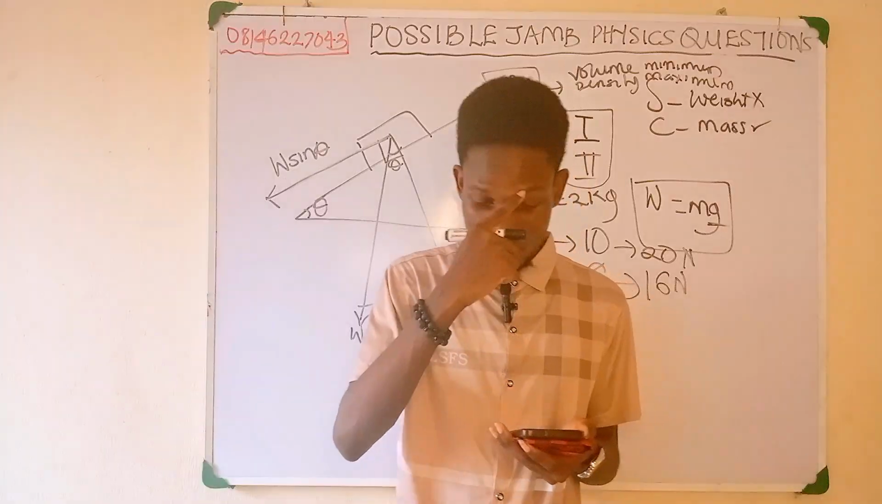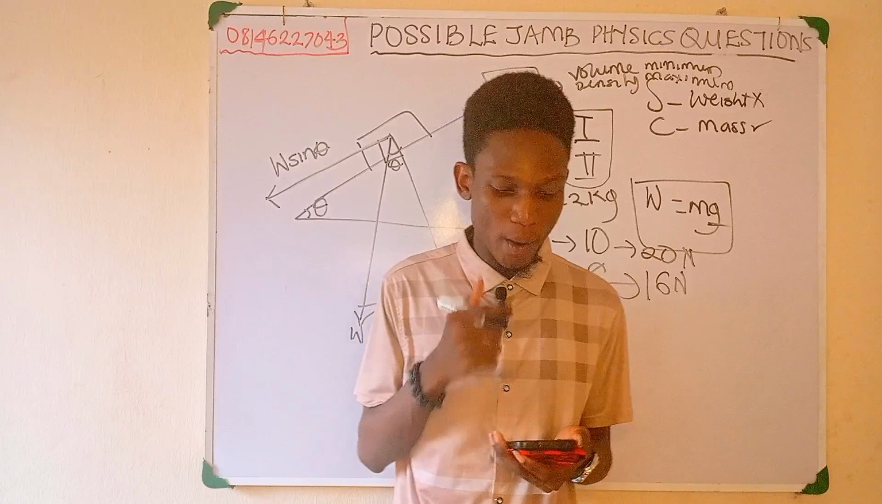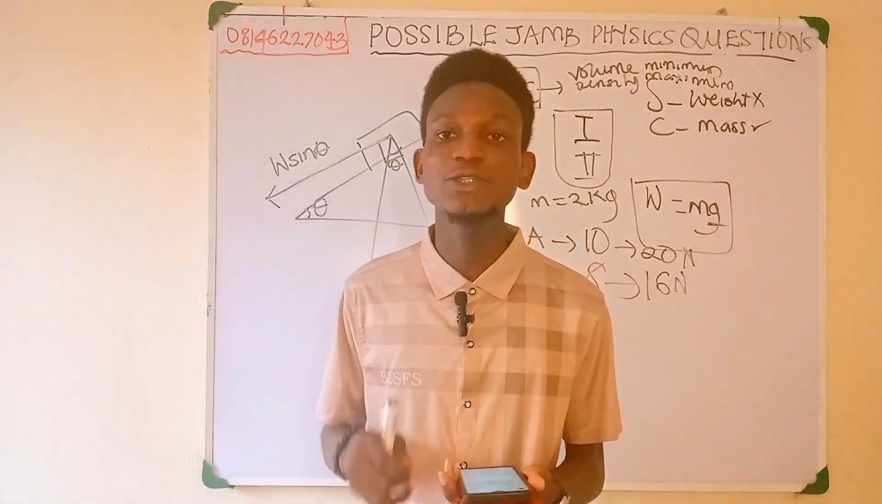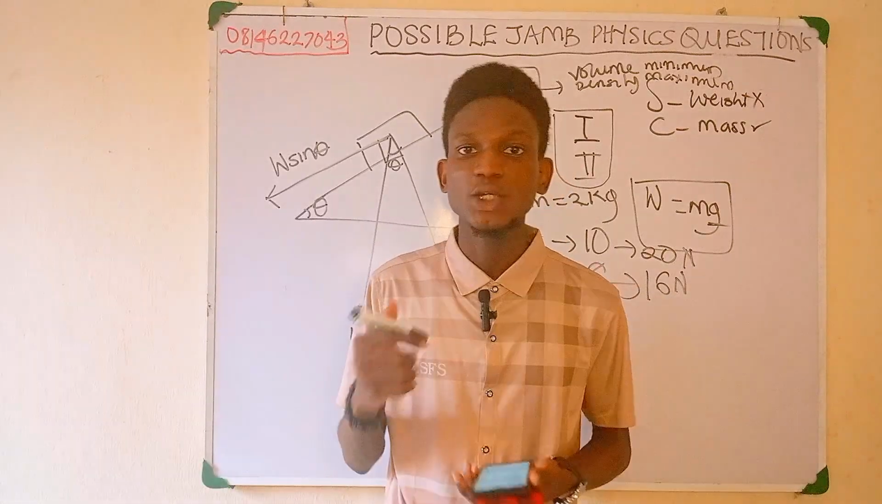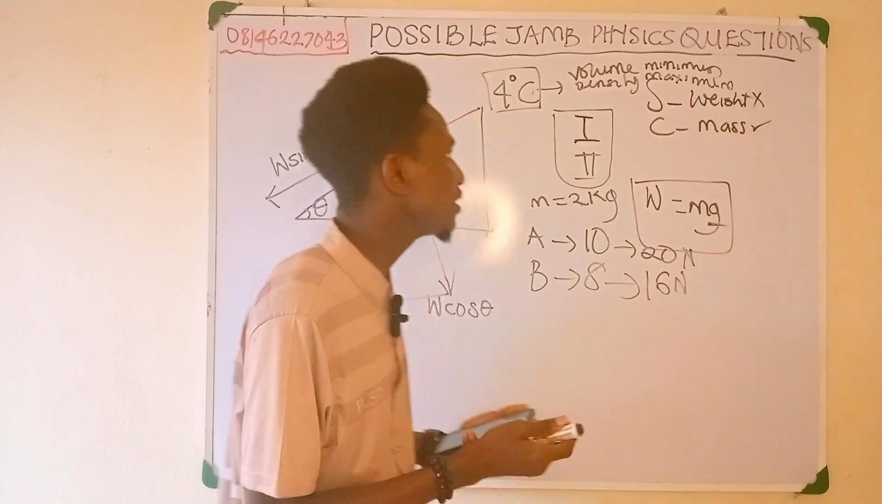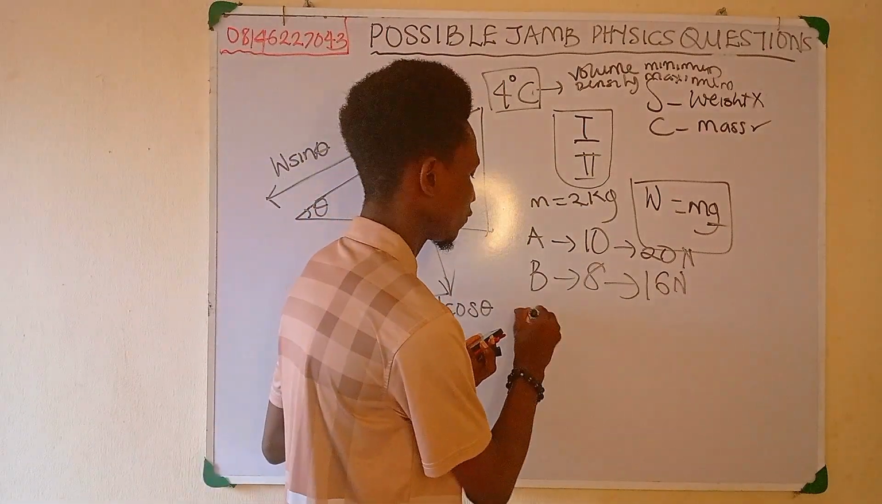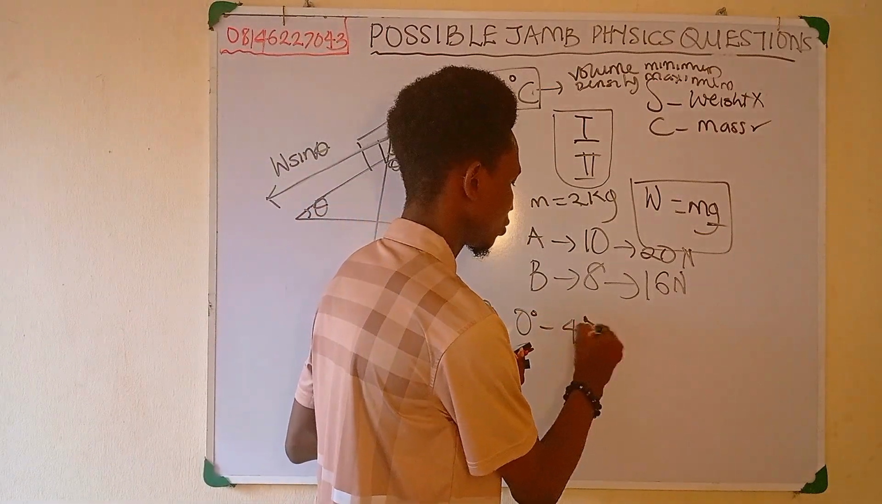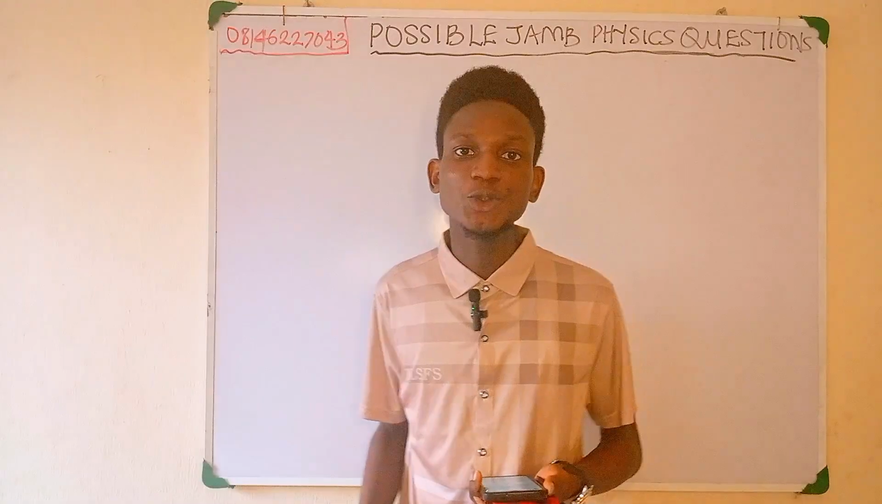That means option B is correct because density is minimum. So that is known as the anomalous expansion, the unusual behavior of water between 0 degrees and 4 degrees Celsius. So please take note.